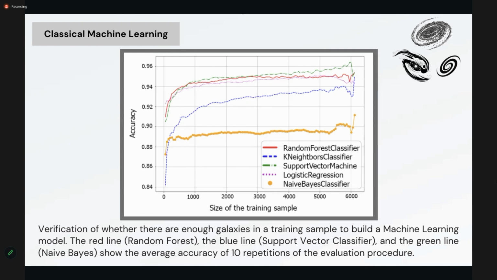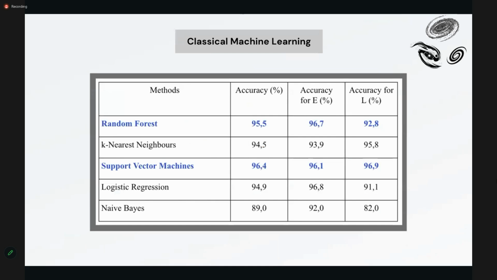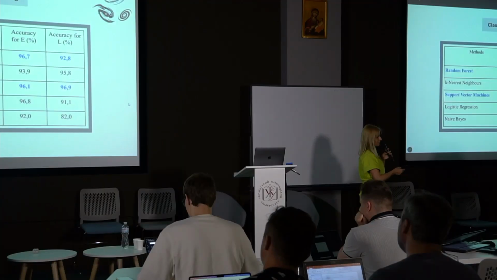And here you can see step by step when we add to the training sample 100 objects, and you can see that 6,000 is enough in our case because we have more than 90% accuracy. For our sample, random forest and support vector machine gave us the highest accuracy, 95% and 96%. We can divide the sample into early and late galaxies using different photometrical parameters.